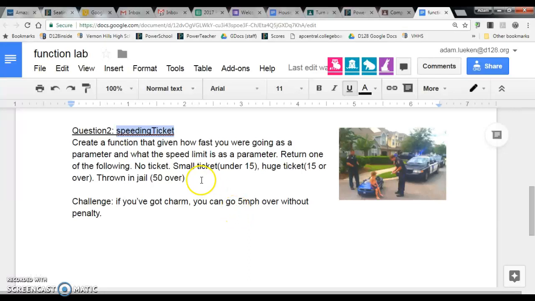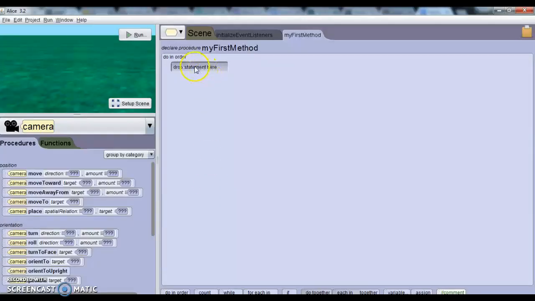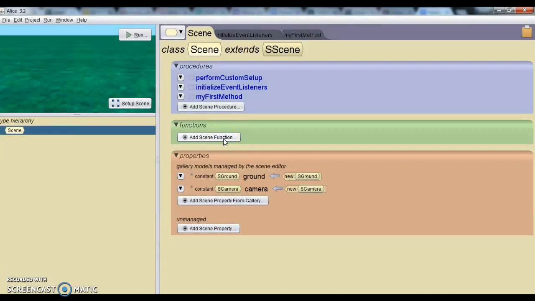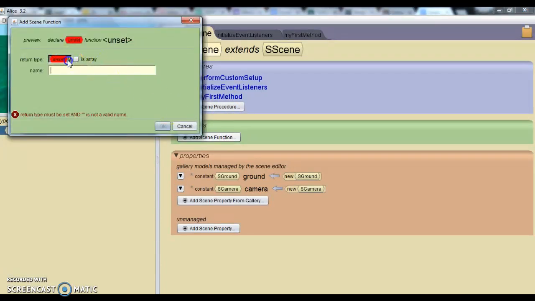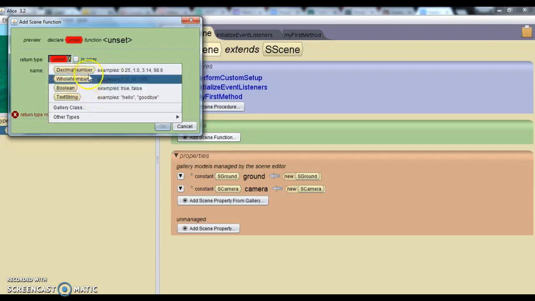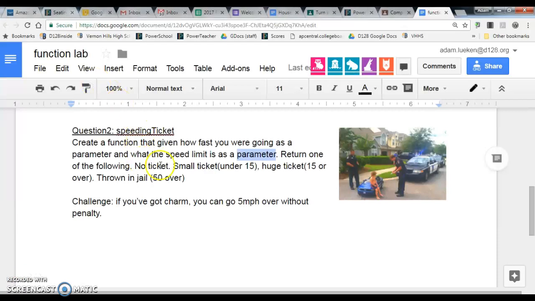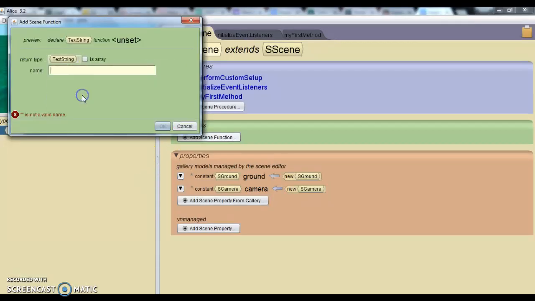Okay, so speeding ticket is a function that has a lot of aspects. Okay, how fast you are going and your speed limit. Now, here it says do it as a parameter. I'm not going to worry about it right now as a parameter. Okay, so neither will you have to for now. So we're going to make a function, and the big question is a lot of people want to make a whole number right away, but it's actually returning one of these things: no ticket, small ticket, huge ticket, or thrown in jail. Those are all strings.